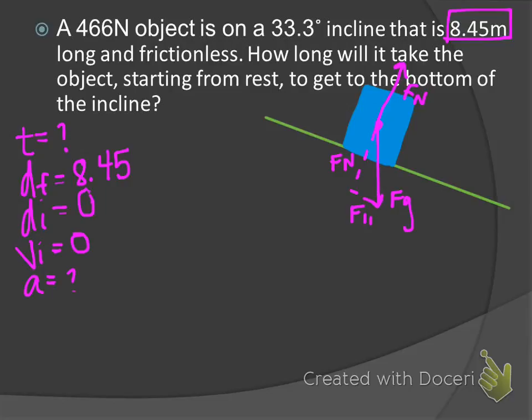So let's solve for our components first. This is 33.3 degrees. Do we need the normal force in this problem? No friction. Okay? It's never going to hurt you to solve for it. You just don't need to. So let's solve for the parallel force. What is Fg equal to? It's already 466. Why is that the case?